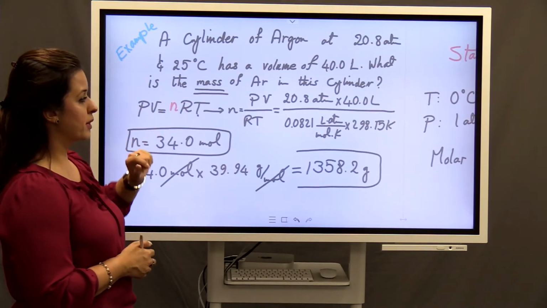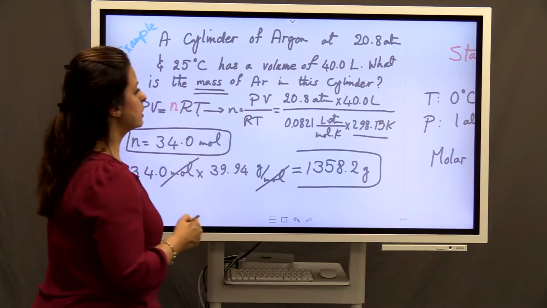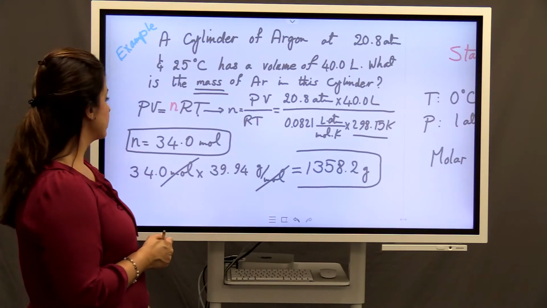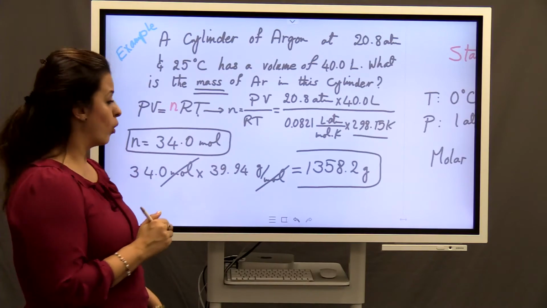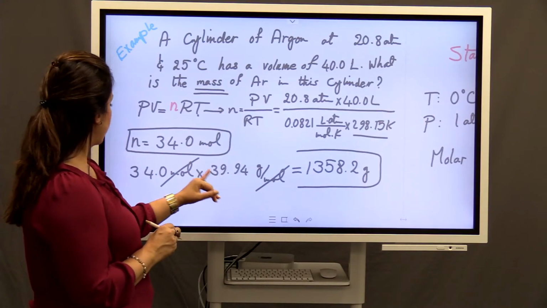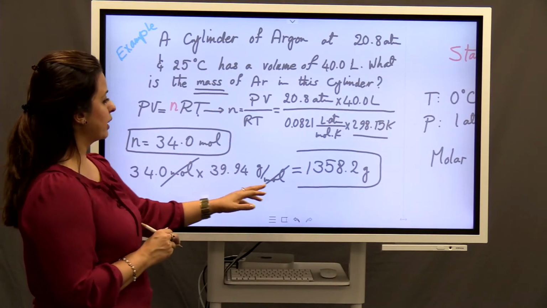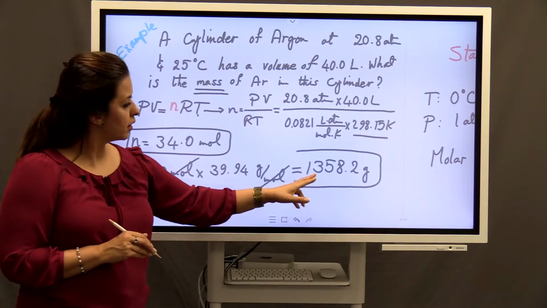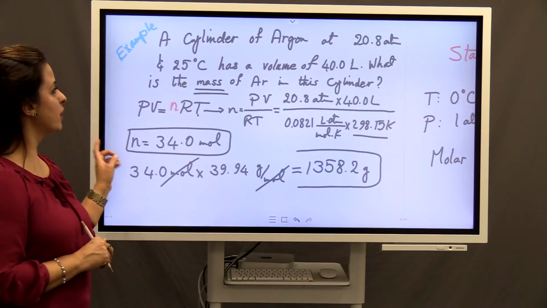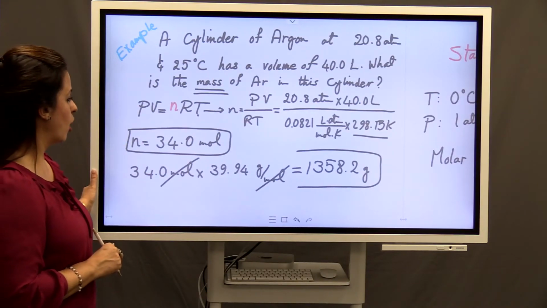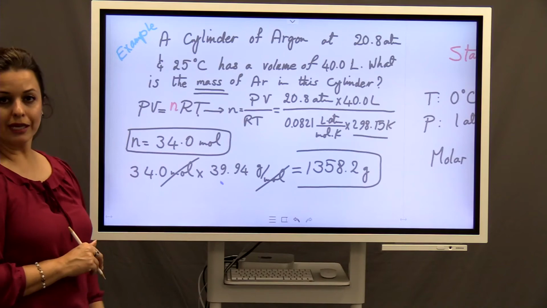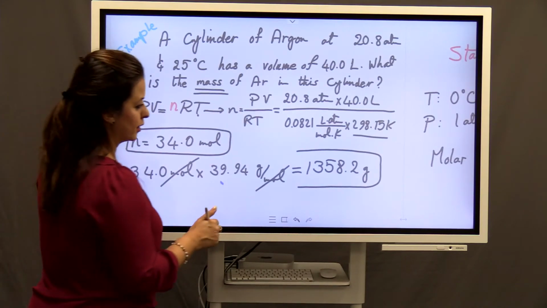Don't forget temperature must be changed into Kelvin. So you plug it in, and the number of moles will be 34 moles. But this is only the number of moles. Don't forget that you are supposed to find the mass. Then moles times molar mass will give you the mass, which is 1358.2 grams. Okay? So this is one of the uses of the ideal gas law. How did I find 39.94 for molar mass? From the periodic table, for argon in group 18.